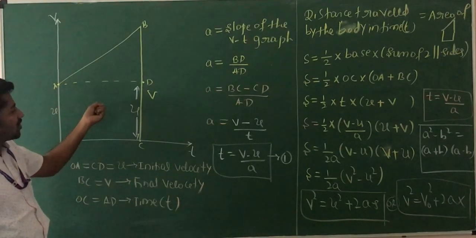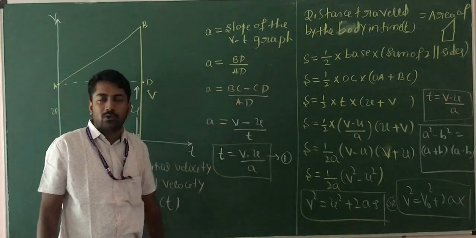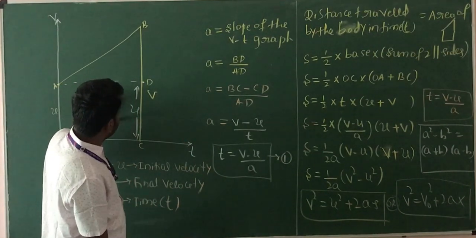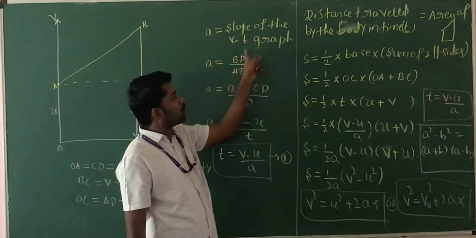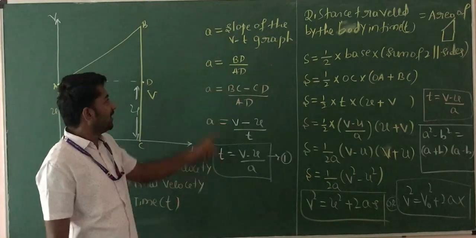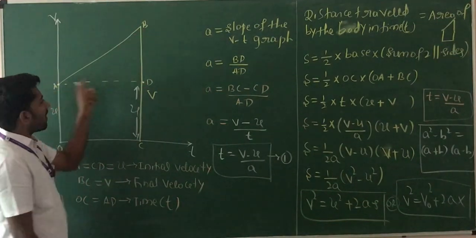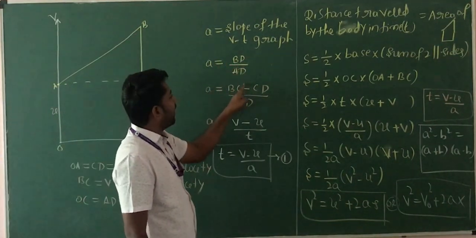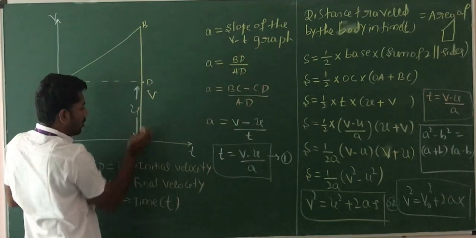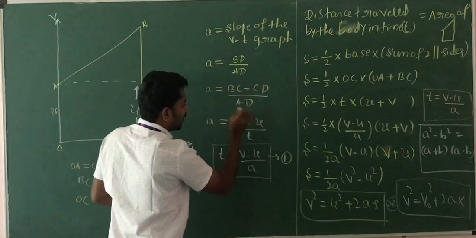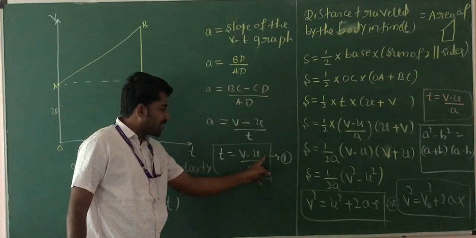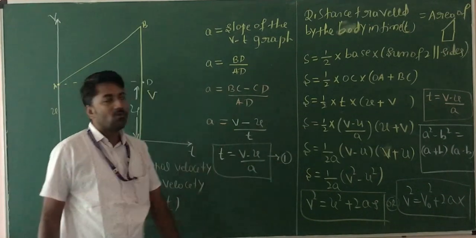You know the acceleration formula: acceleration is equal to velocity divided by time. But from the velocity and time graph, acceleration is equal to the slope of the VT graph. How to find the slope? Slope is equal to tan theta. Here a is equal to BD divided by AD. BD is equal to BC minus CD, you get v minus u. So a is v minus u divided by t, and t is equal to v minus u divided by a. This is equation number 1.